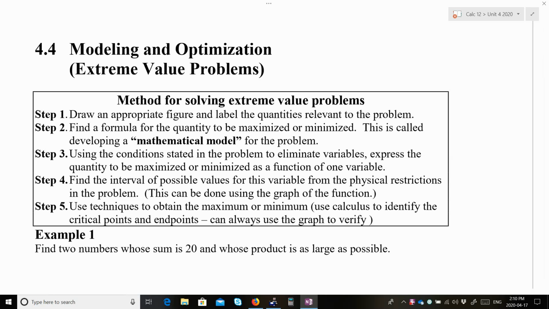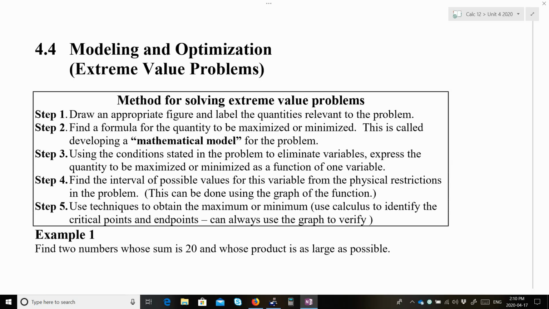Okay, and so as mentioned, this is 4.4, Modeling and Optimization, also called extreme value problems. And here is the general method for solving extreme value problems. This is kind of like your recipe. Step 1, draw an appropriate figure and label the quantities relevant to the problem. Step 2, find a formula for the quantity to be maximized or minimized. This is called developing a mathematical model for the problem.